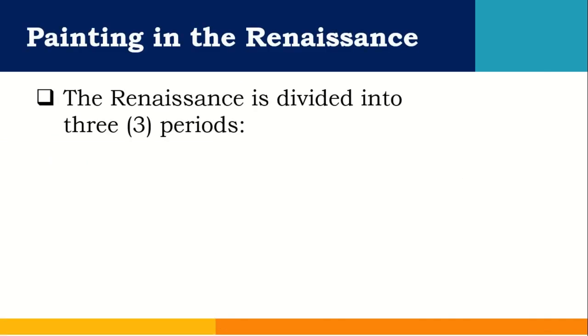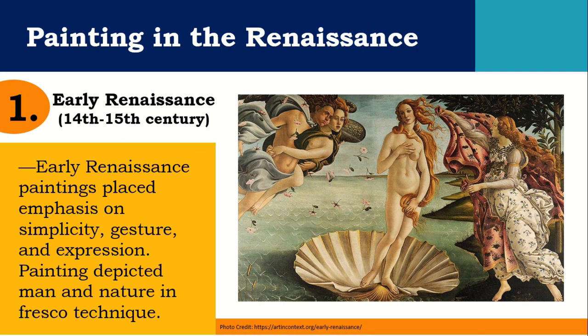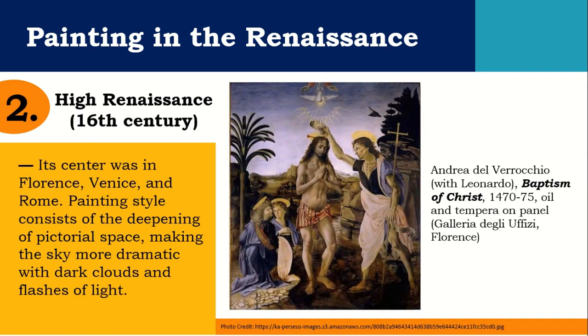Painting in the Renaissance. The Renaissance is divided into three periods. The first one is the Early Renaissance. Early Renaissance paintings placed emphasis on simplicity, gesture, and expression. Painting depicted man and nature in fresco technique. The second one is the High Renaissance. Its center was in Florence, Venice, and Rome. Painting style consists of the deepening of pictorial space, making the sky more dramatic with dark clouds and flashes of light. An example of this is Andrea del Verrocchio's Baptism of Christ.